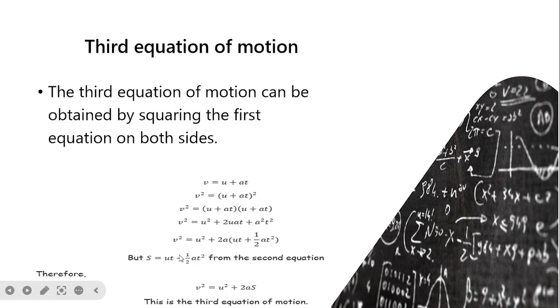But we know that s is the value of ut plus half at square from the second equation which we saw. So generally, v square is equal to u square plus 2as. So that is finally the third equation of motion.